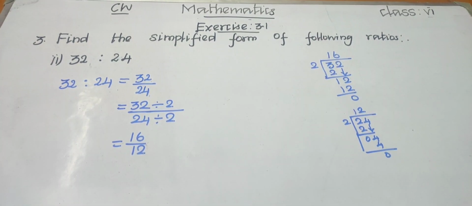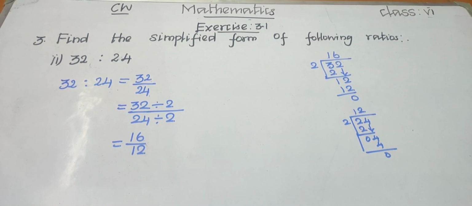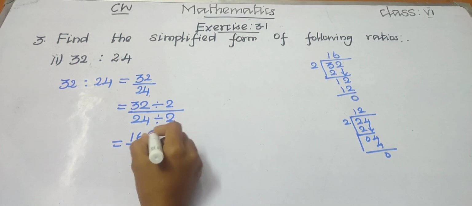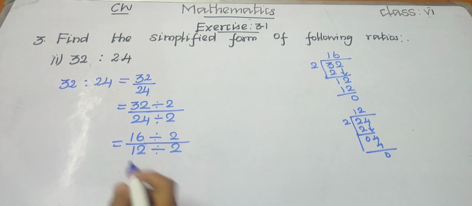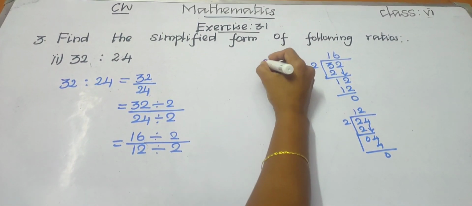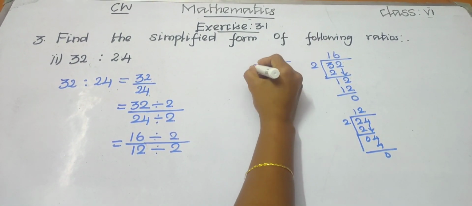Okay, children, see, now we got 16 upon 12, right? 16 by 12. Now check the units place. Here we are having 6, here we are having 12. So both these numbers are the multiples of 2, right? Now again, can we use 2 table? So now divide by using 2 table in the numerator as well as in the denominator. So let us divide. See, 16 is the dividend and 2 is the divisor.